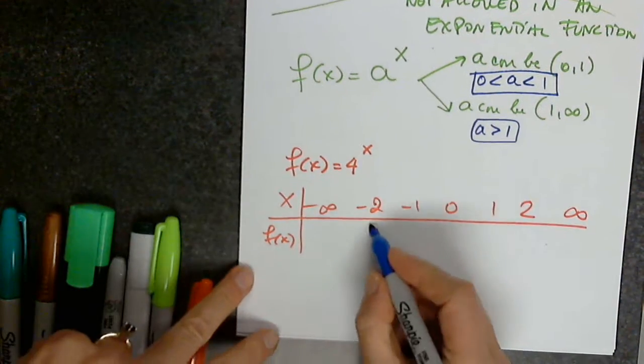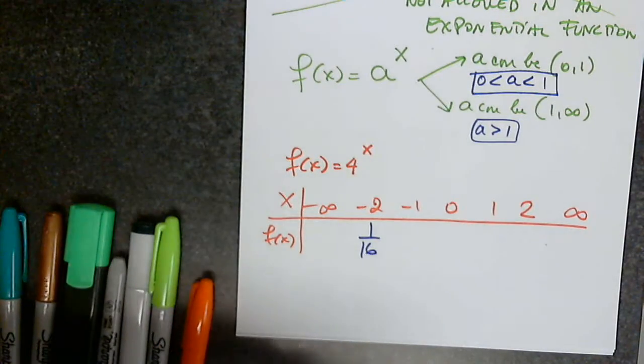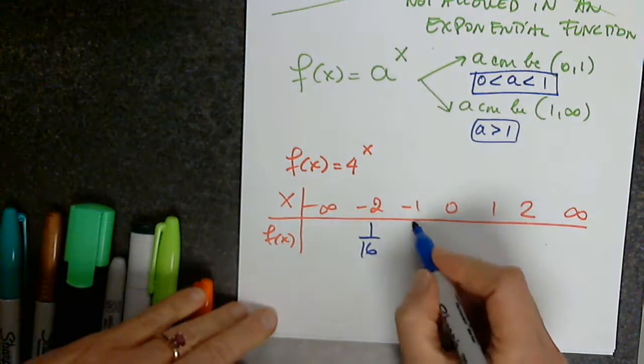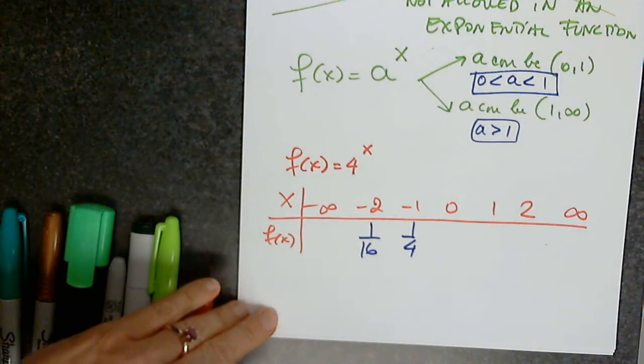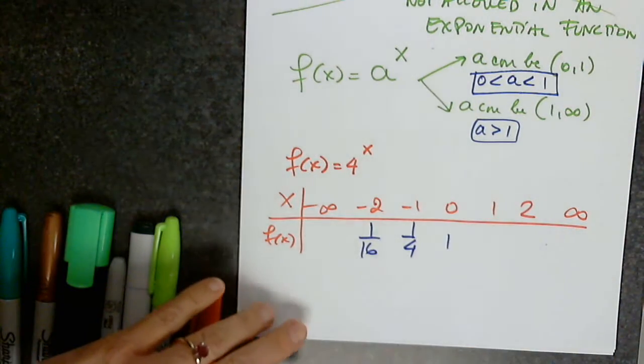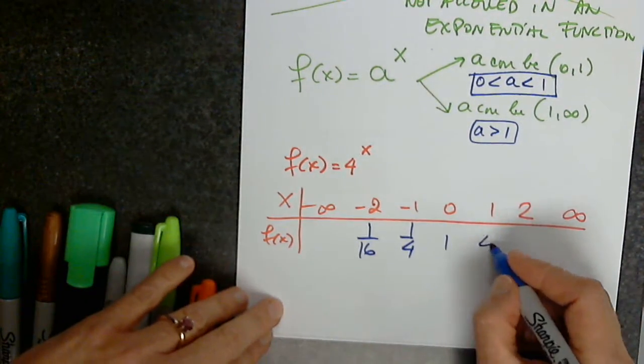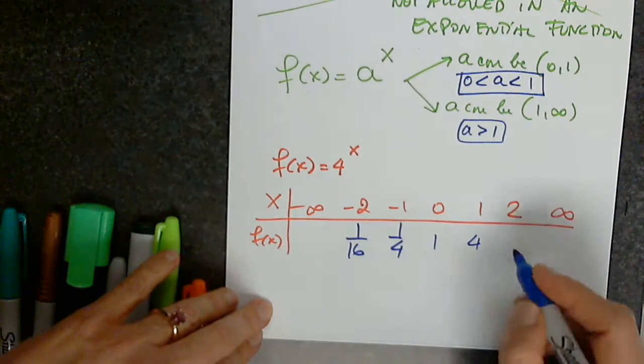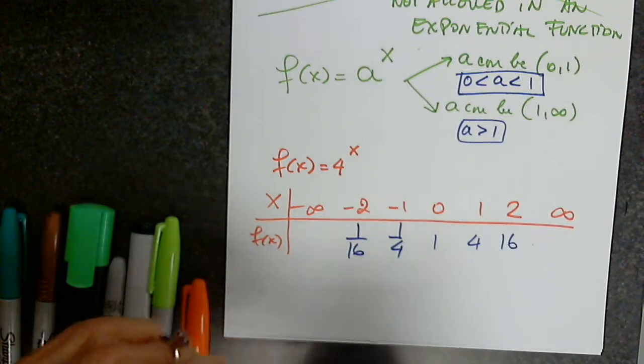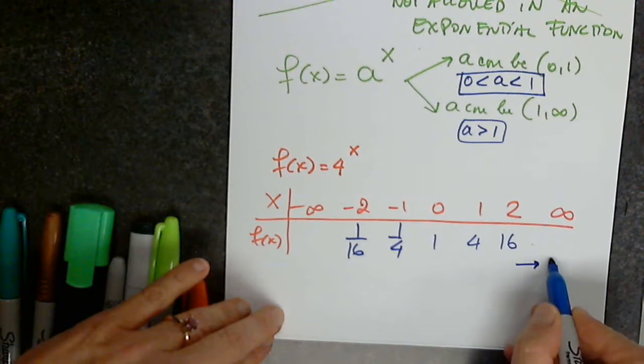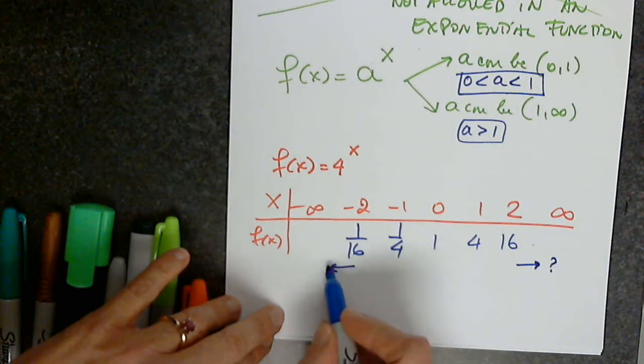One over 16. Perfect. Let's plug in -1. Perfect. Let's plug in 0. Let's plug in 1. Yes, let's plug in 2. Very good. So now let's see, where am I going this way and where am I going this way?